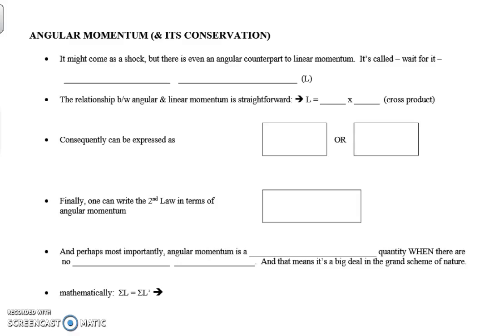All right, now let's turn our attention to momentum. I don't think it'll come as a shock to you, but there is an angular component to linear momentum, and it's called angular momentum. Angular momentum is very important in many, many problems, just as important as linear momentum. We just don't think about it much. The symbol is capital L. So let's relate angular momentum to linear momentum. It's pretty straightforward, but there's a little bit of subtlety to it.